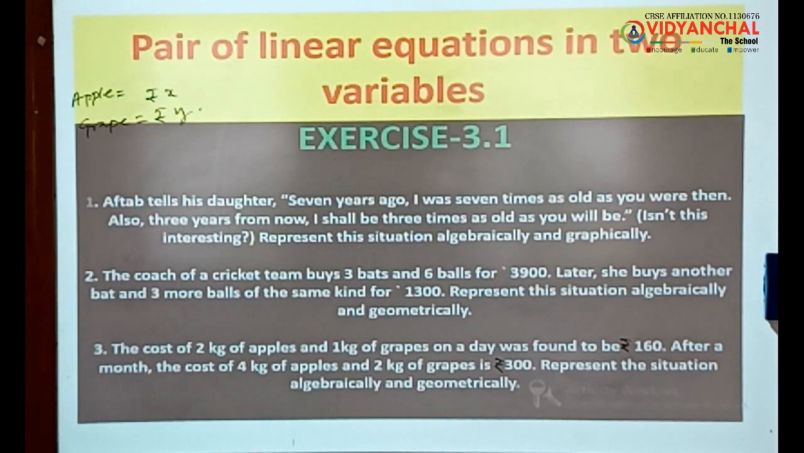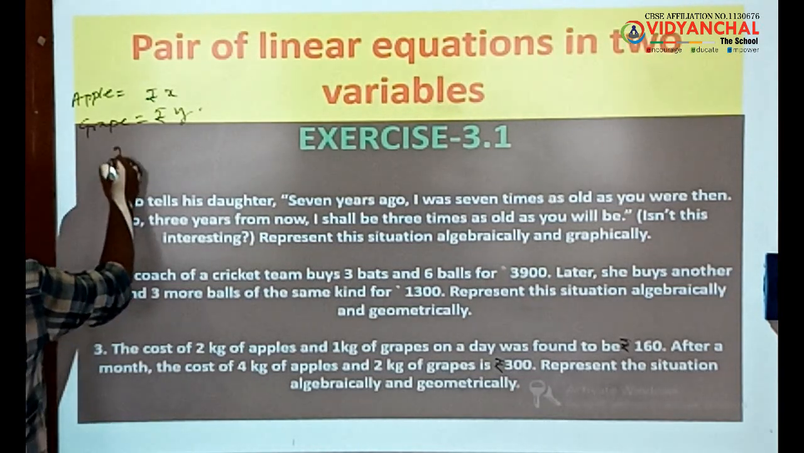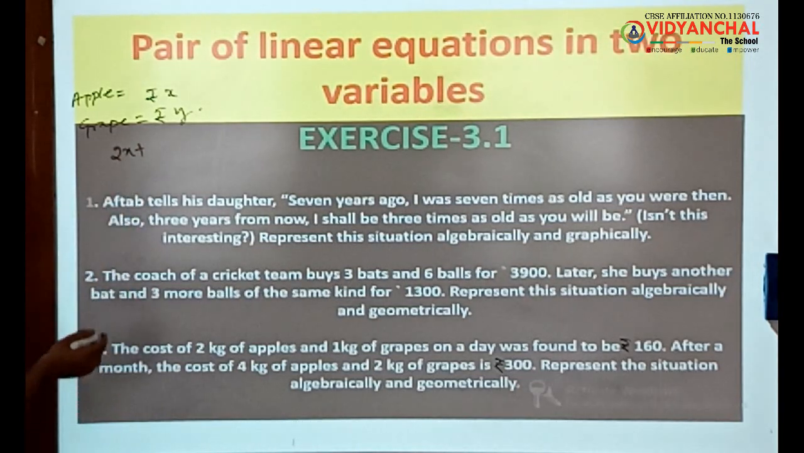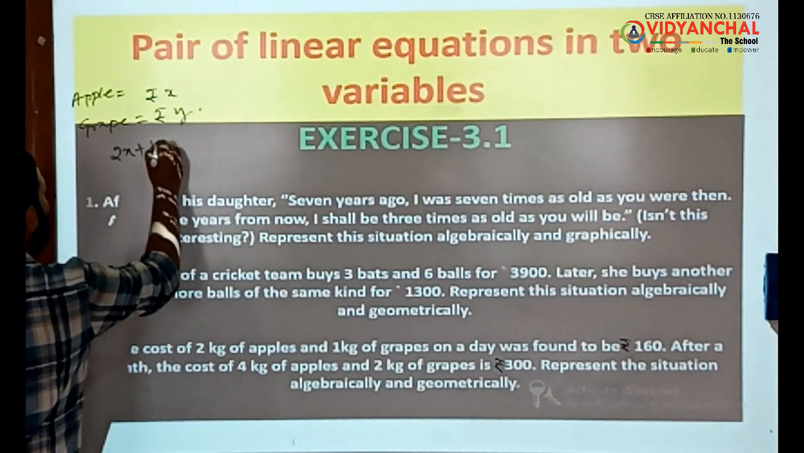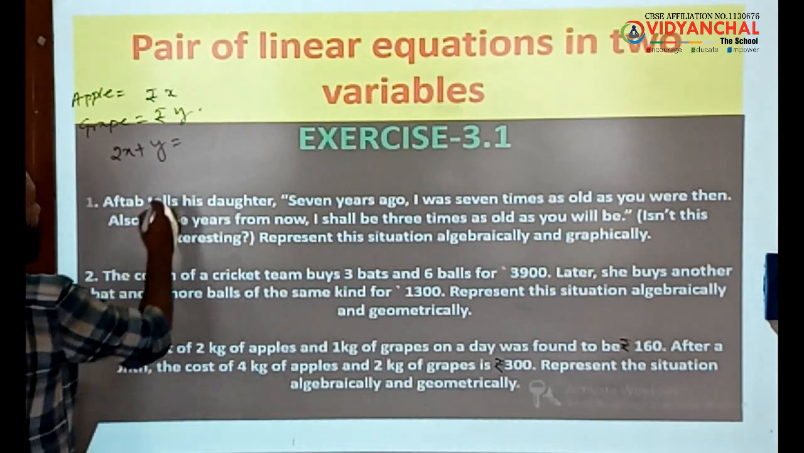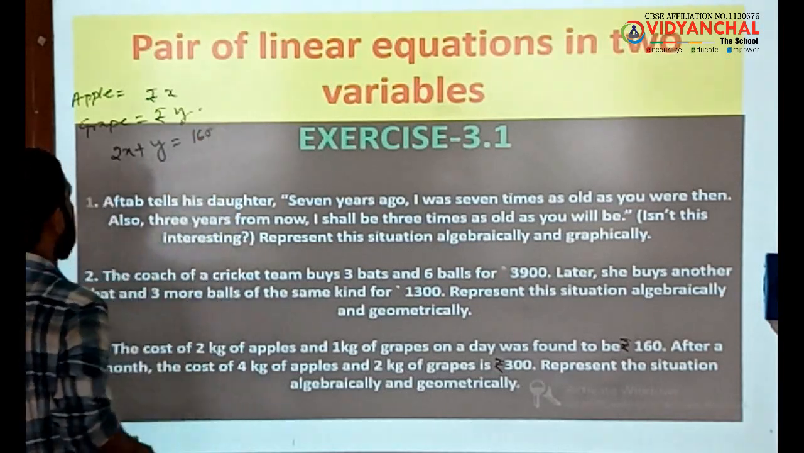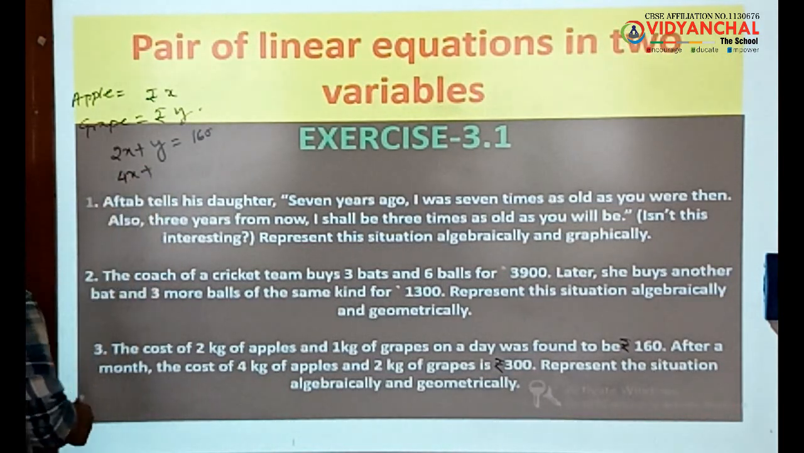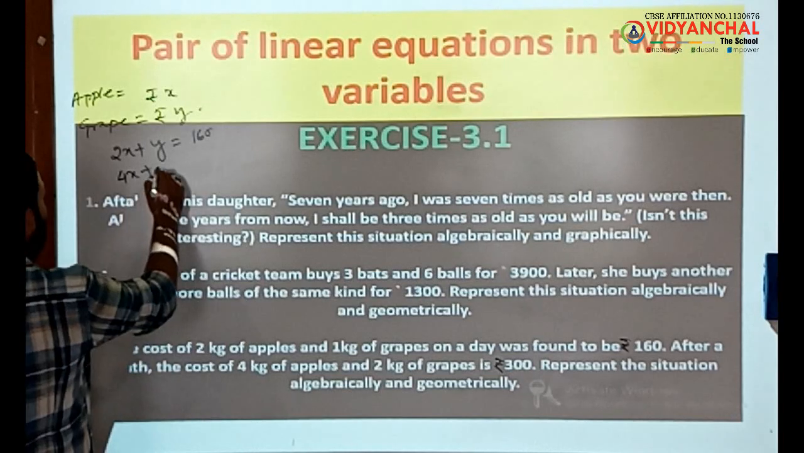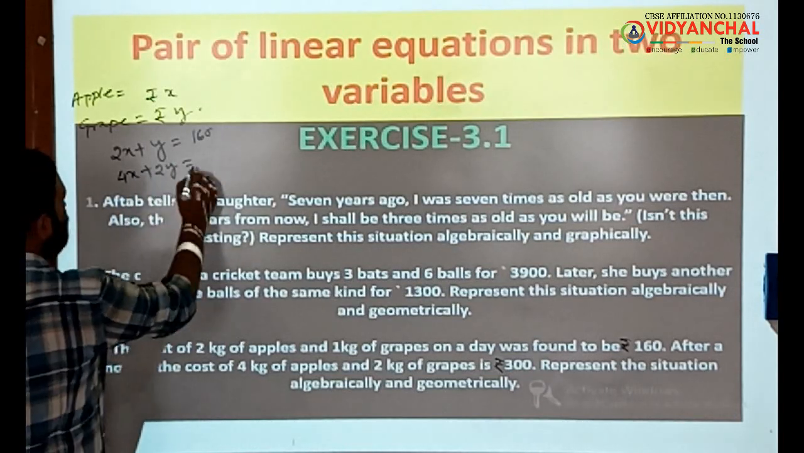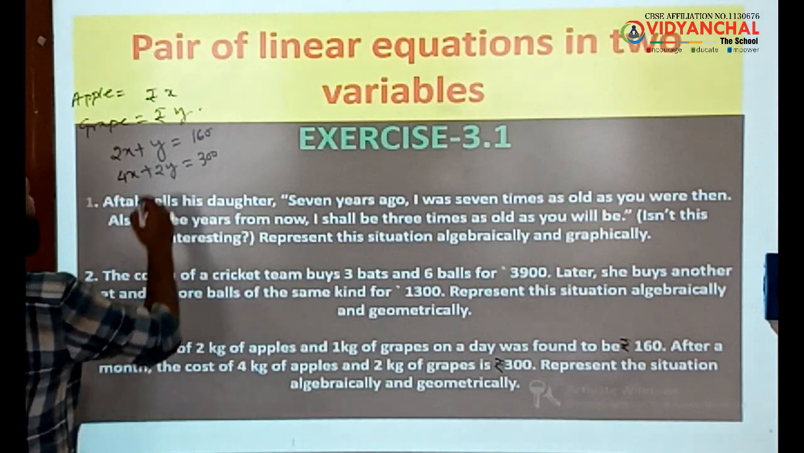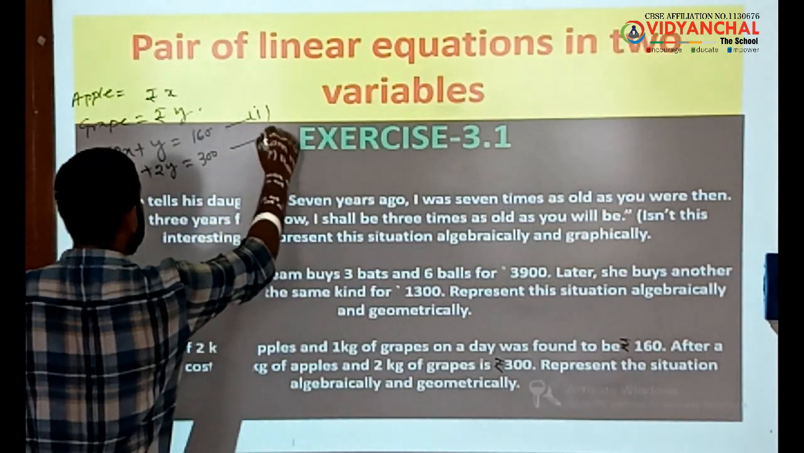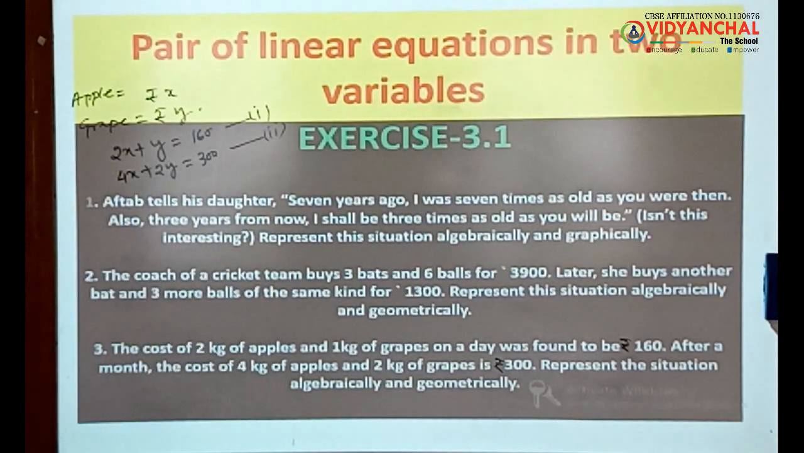First equation would be the cost of 2 kg of apple means 2x plus 1 kg of grape means y equal to 160. After a month, the cost of 4 kg of apple means 4x plus 2 kg of grape 2y equal to 300. This is your equation 1 and this is your equation 2. You need to draw a graph of both the equations. Thank you.